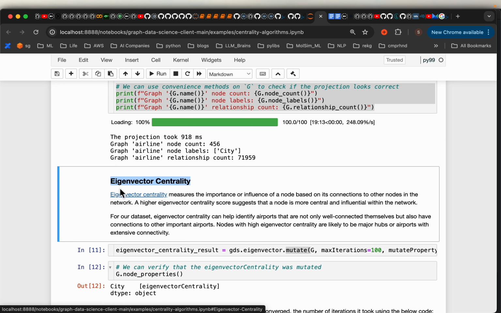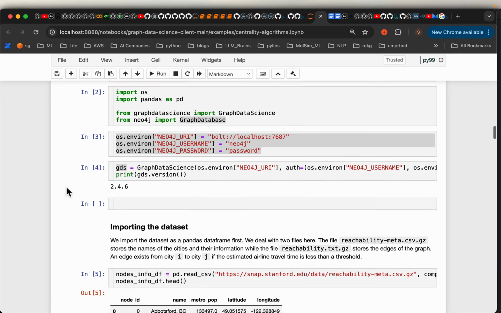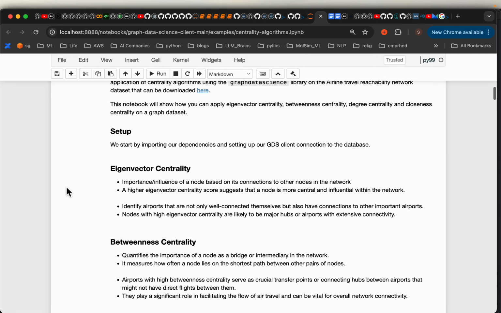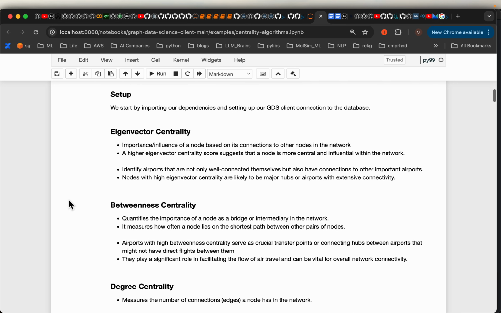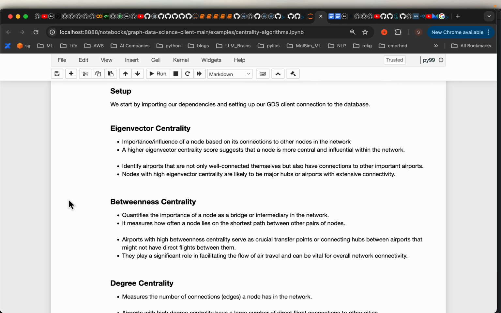All right. The first algorithm we are interested in is called Eigenvector centrality. Okay. Let me go back here. So Eigenvector centrality: what it does is it measures how important a node is within the network. Okay.